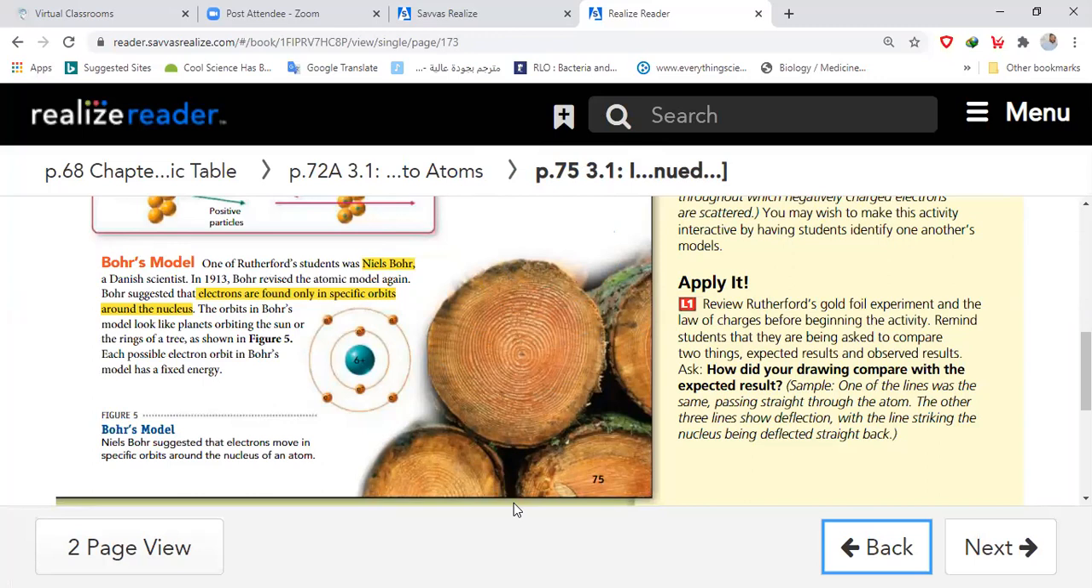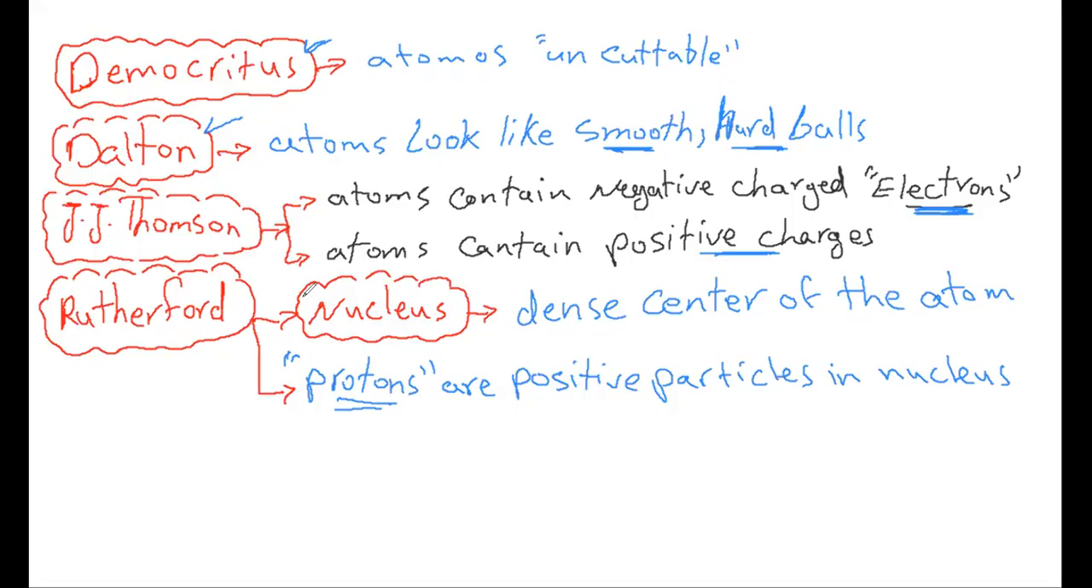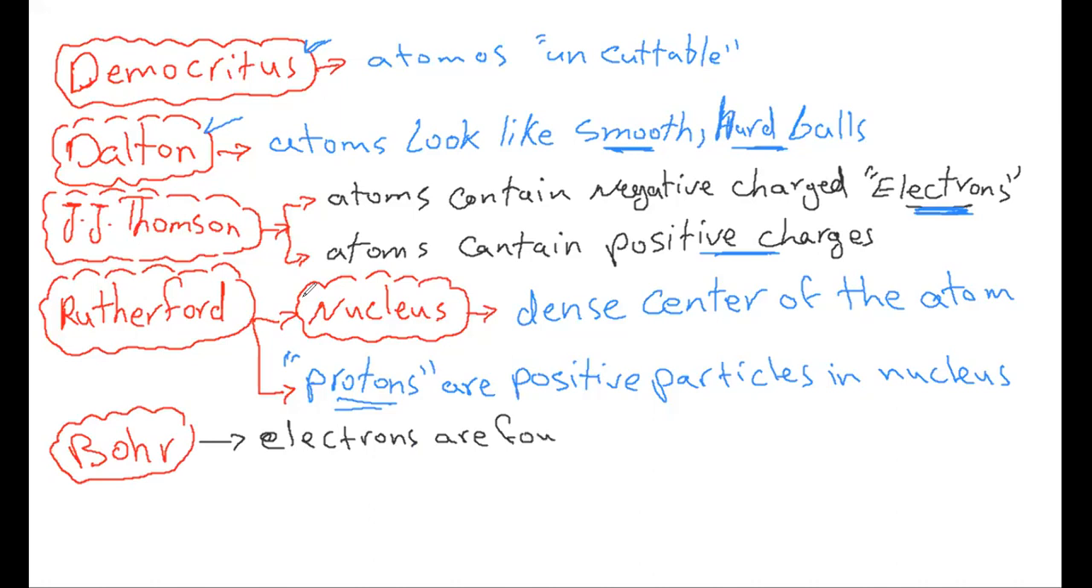So let's add Bohr and write it if you can. He said that electrons are found in specific orbits. This means that the electrons move around the nucleus in specific orbits, like this. Write it down, please.